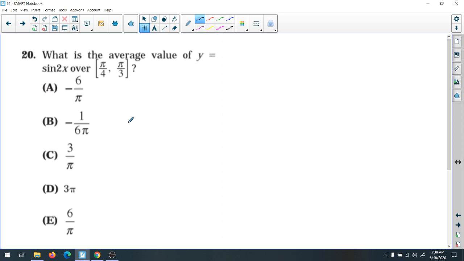This section of tests is without using a calculator, not allowed. Anyway, we have a question here. What is the average value of y equals sine 2x over the period pi over 4 to pi over 3?